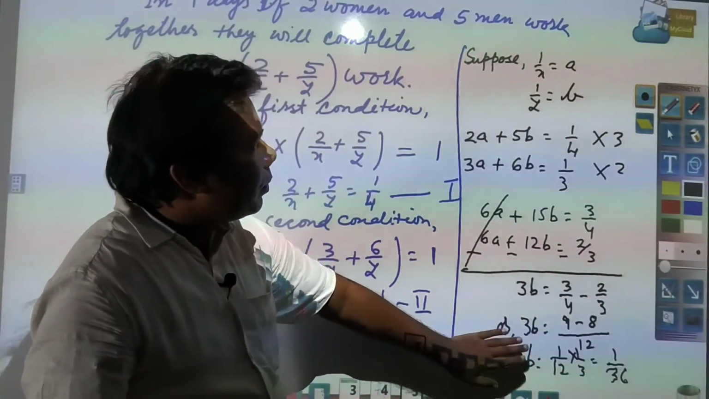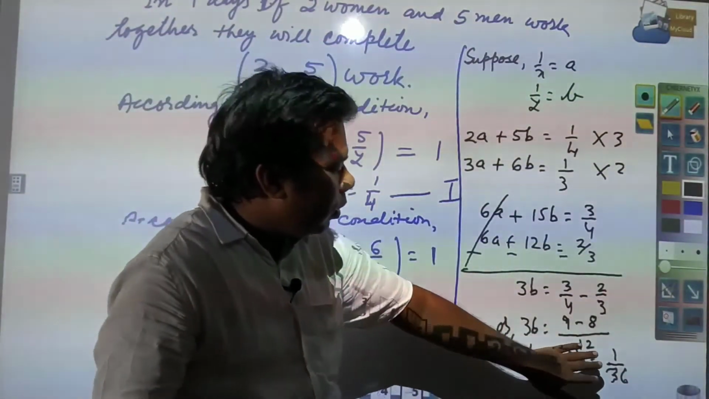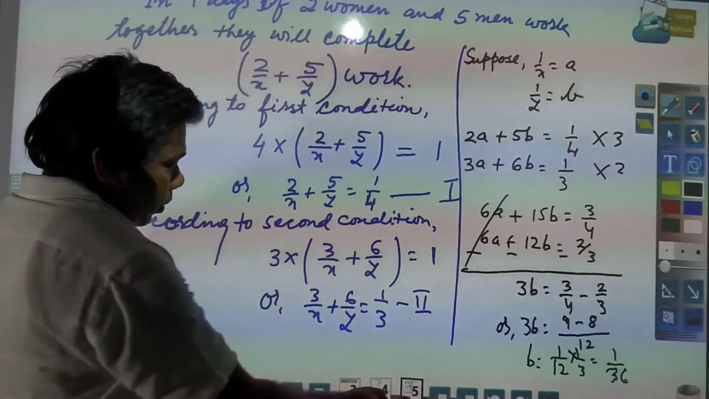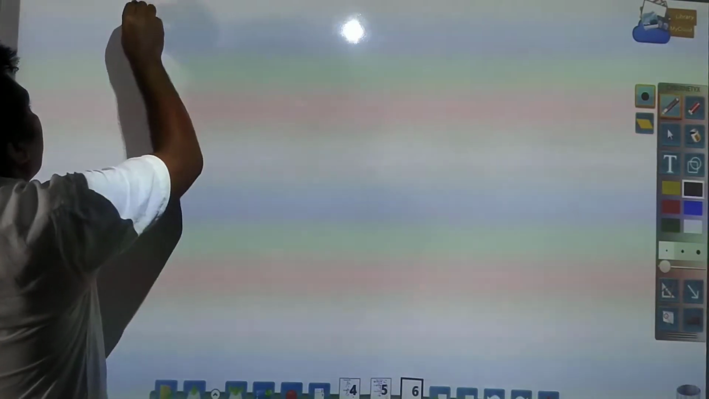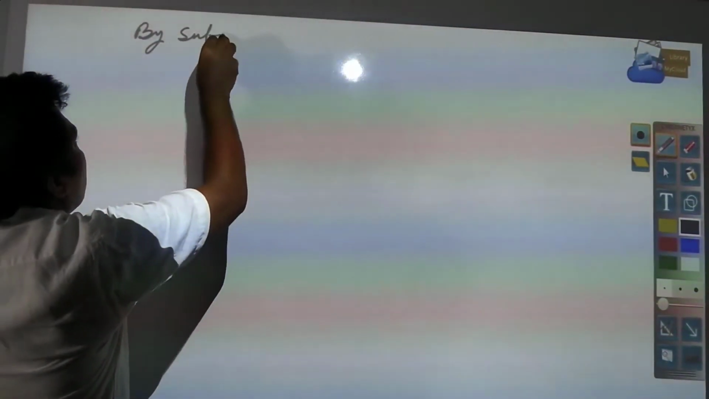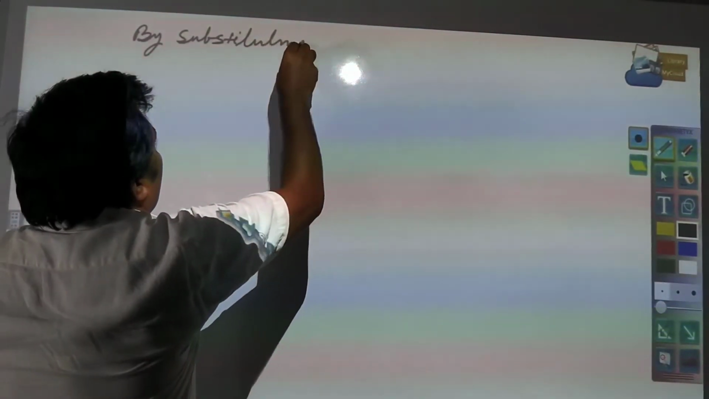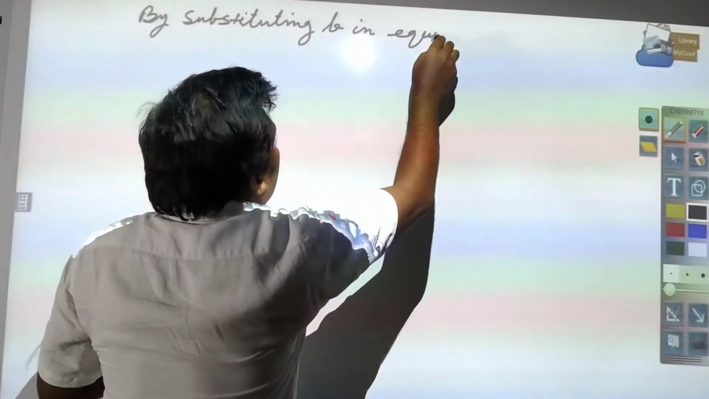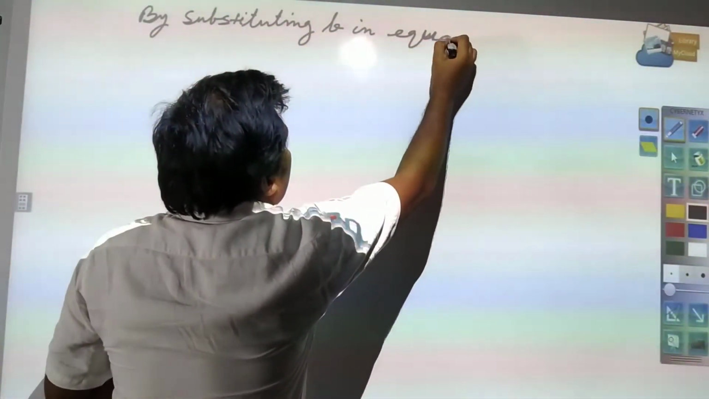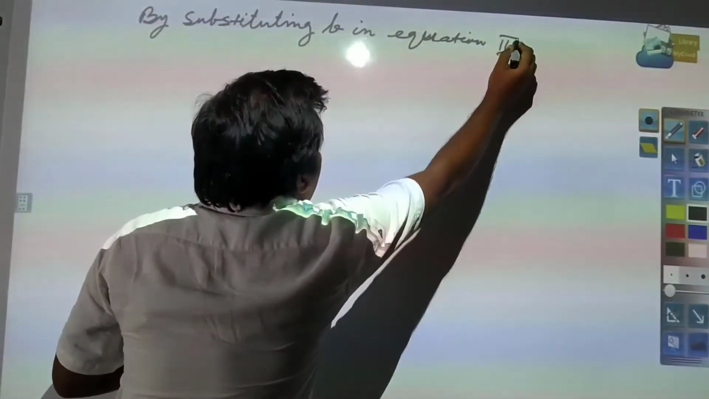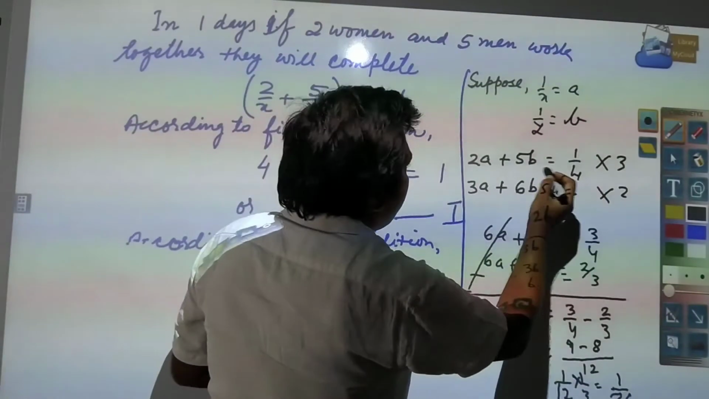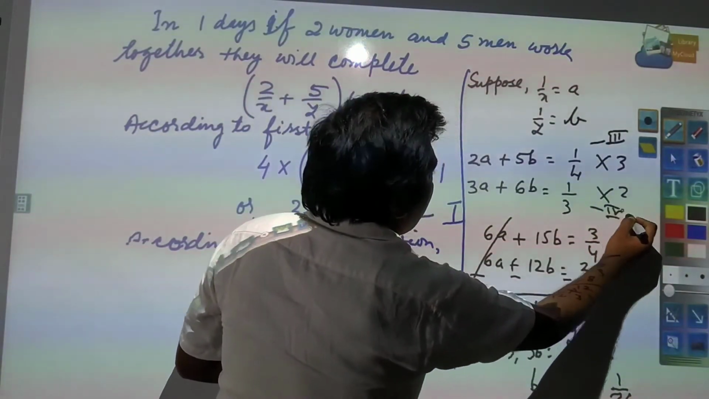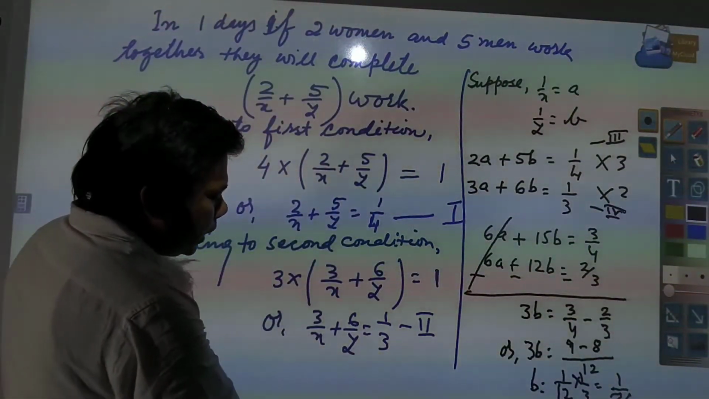Now this is required to be substituted in any equation. We have got b as 1 by 36. Suppose we substitute b in 2a plus 5b is equal to 1 by 4. Let us call this equation 3 and this equation 4. Then 2a plus 5b is equal to 1 by 4.